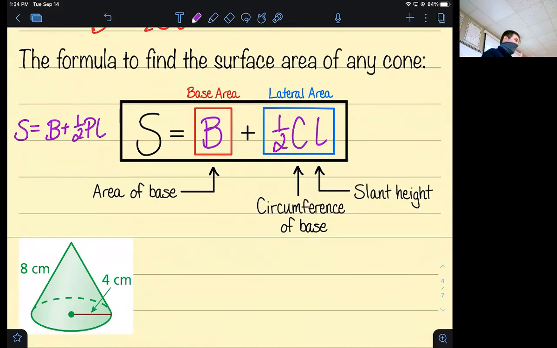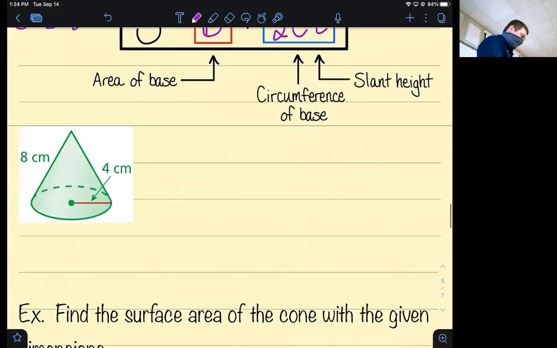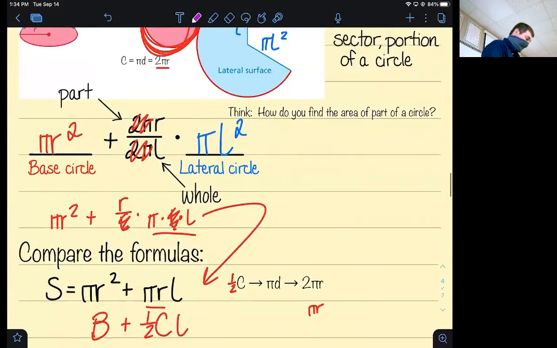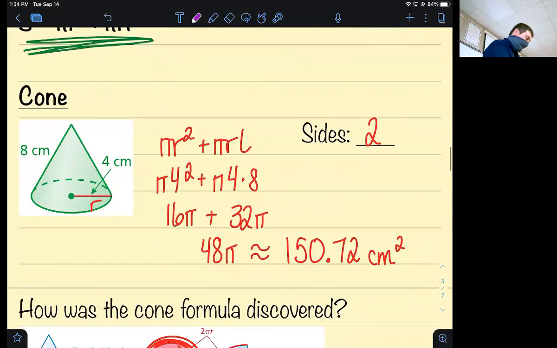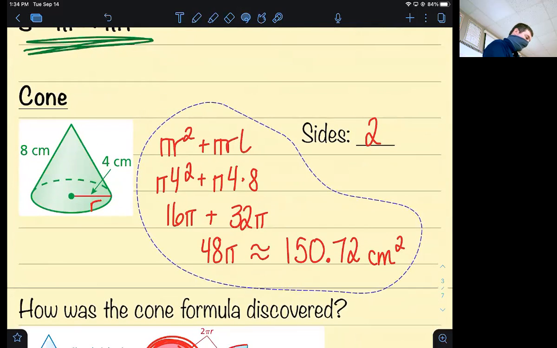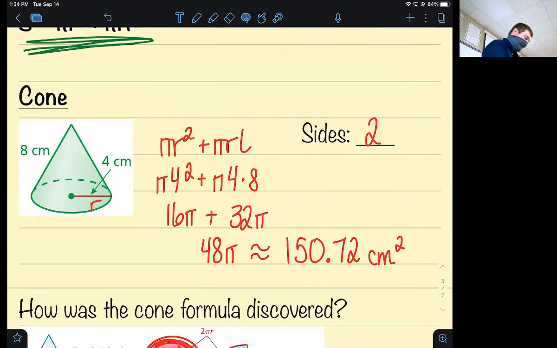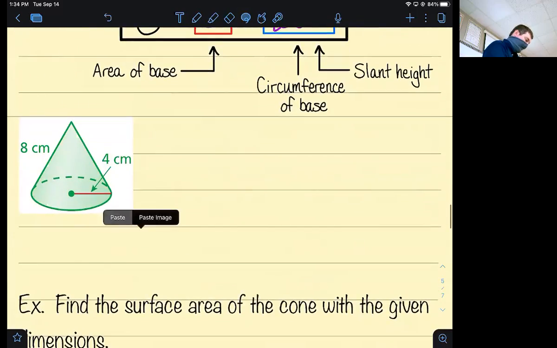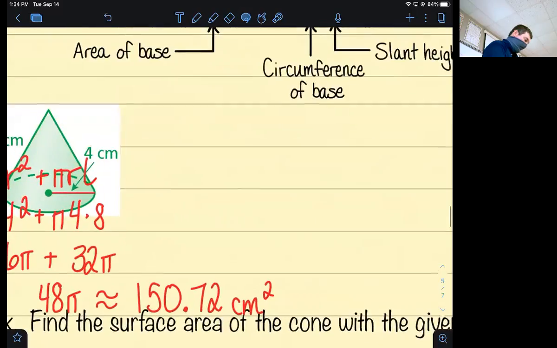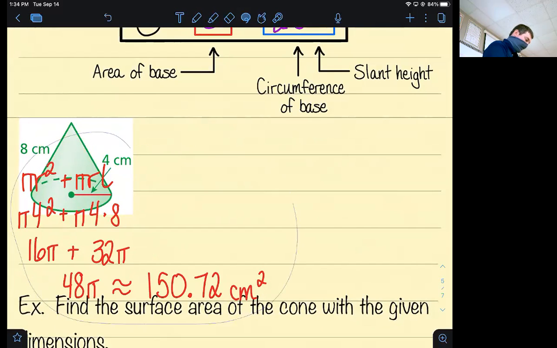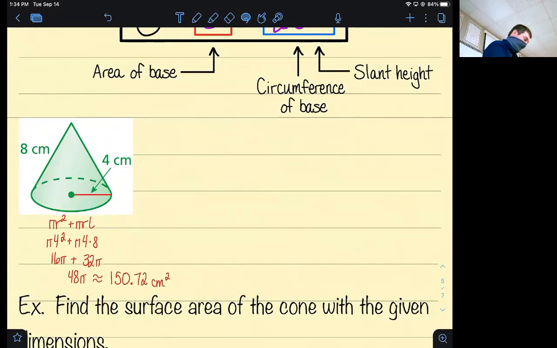Instead of perimeter, I call it circumference, okay. And I can use it on that same cone that I just did up here. Watch and learn. Copy, paste. I know the answer is 150.72 because it was 48 pi. So as long as I get 48 pi, I know this formula works.